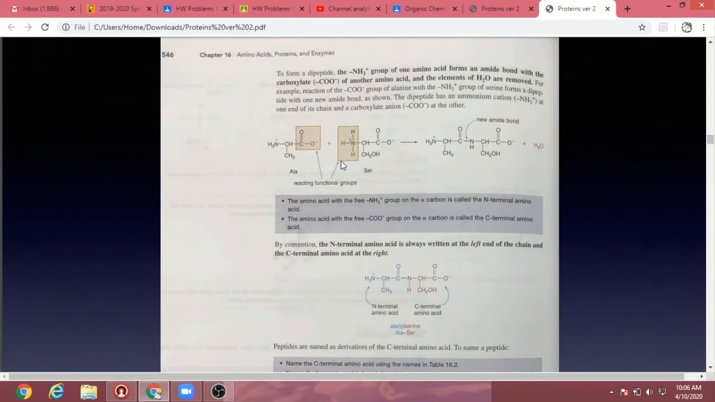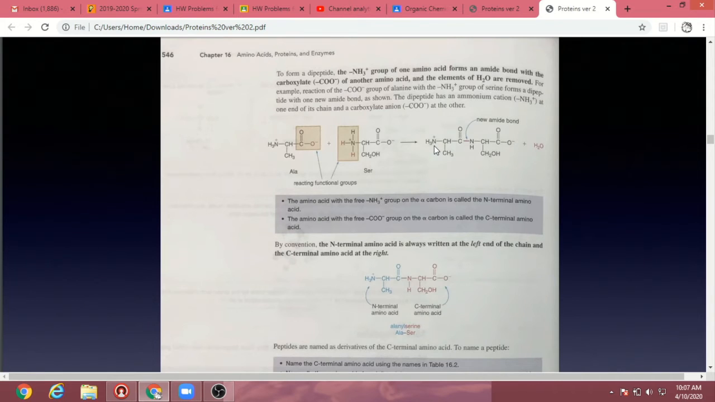We're going to make this bond, and then once you make your peptide, you see how only one of these amino acids has a free NH3 group, a free amino group? That's because the other one was used in the reaction, remember? So this one's not really free. It's tied up in the reaction. It's now participating in this amide bond. So the one with the free amino group is this first one, this alanine on the left, right? So this is going to be the N-terminal amino acid.